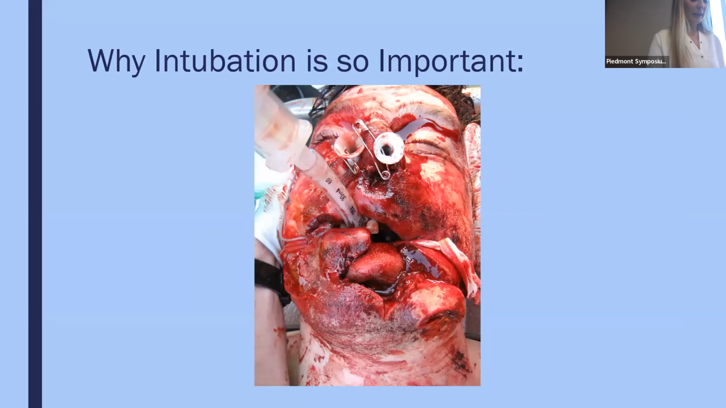So although intubation can have many negative effects on patients, it is still one of the most crucial procedures we have to date to bring patients back from the brink of death. As you can see, this patient has very severe facial trauma that compromised his chin, mouth, and most importantly, his airway. An ET tube was placed at the scene and potentially saved this man's life.